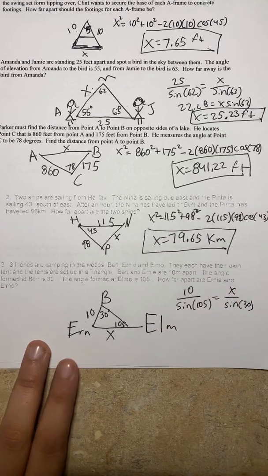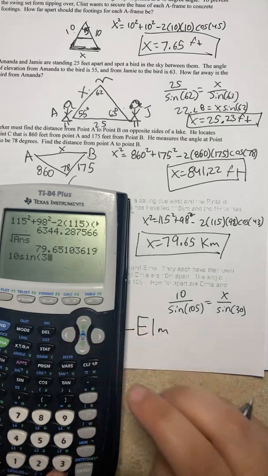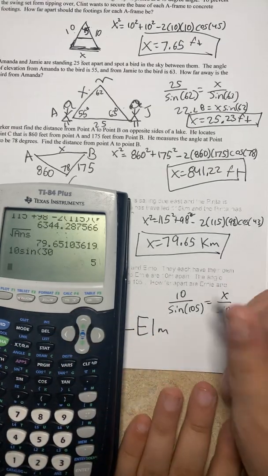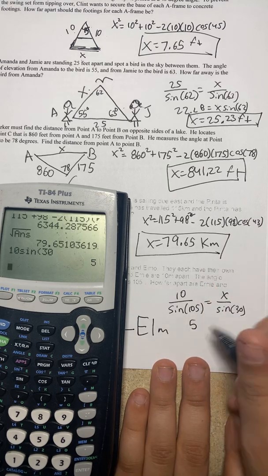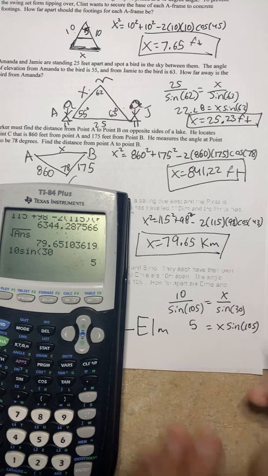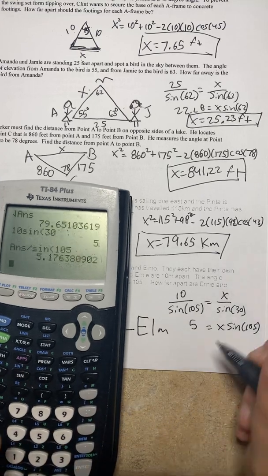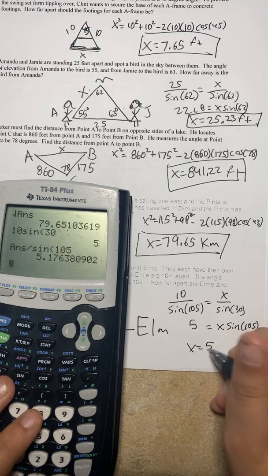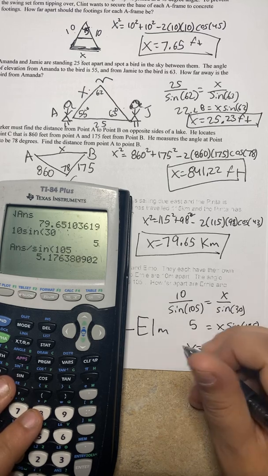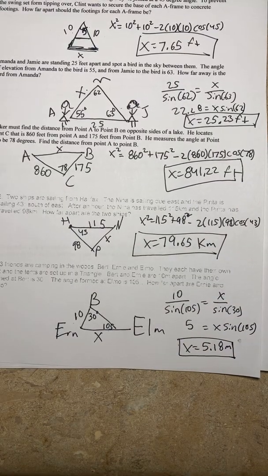So we'll do our cross multiply. 10 sine of 30 is equal to 5 equals x sine of 105. And then we'll divide by sine of 105 to give us that x is equal to 5.18 meters. So that is how far away Bert and Ernie are from each other. Okay? So those are the first couple of examples on the first page.